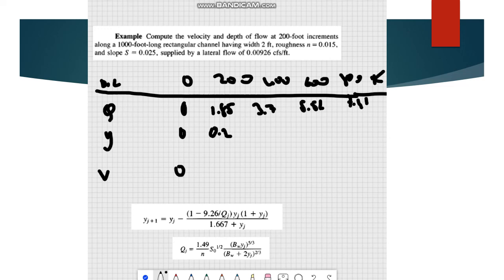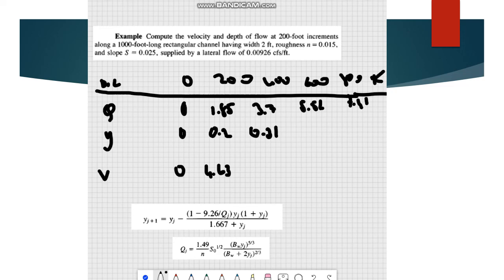for this flow rate, 1.85. Velocity we calculate as q over area. Area for the rectangular channel is b_w times y, which is 2y. So q over 2y, we know that y is 0.2, so 1.85 over 0.4 is gonna give us 4.63 feet per second. Same thing for the others, so I'm gonna just write down the answers.